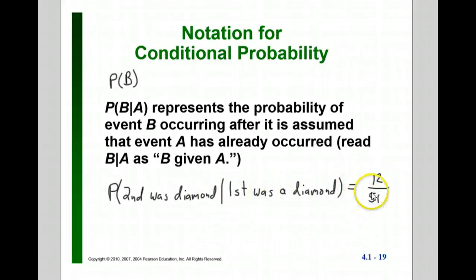If we had replaced it, then we'd be back to 13 out of 52. So sometimes a conditional probability doesn't change the probability of the event. If we would have put that card back in there and reshuffled the deck, now we're right back to 13 out of 52, and the fact the first was a diamond didn't affect it at all.